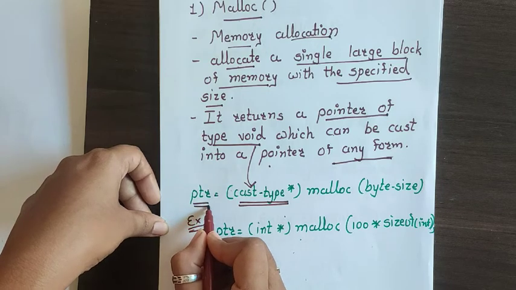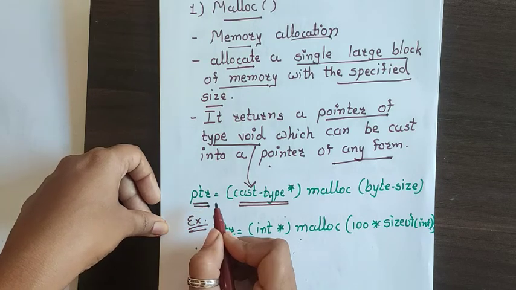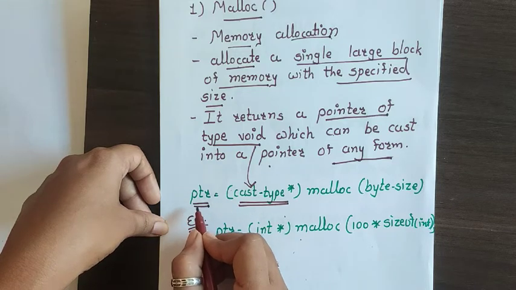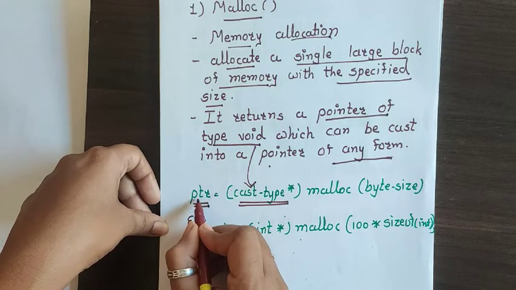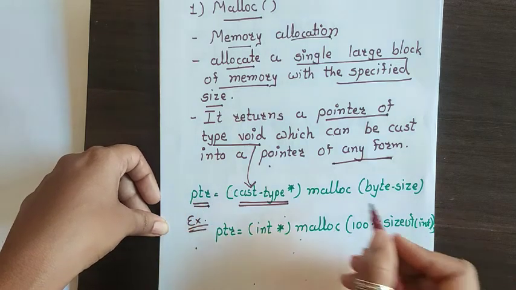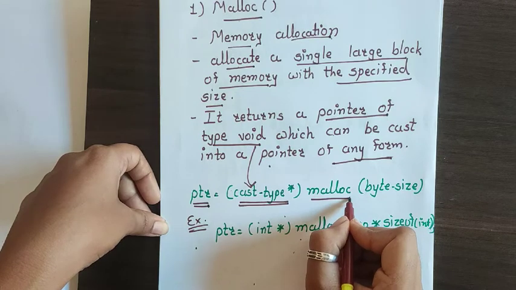PTR is just a variable. I can take any other variable, A, B, C, D, right? But it will return a pointer, so for your convenience I am writing PTR over here. Why? Because it is returning a pointer, right? Here I need to write malloc.